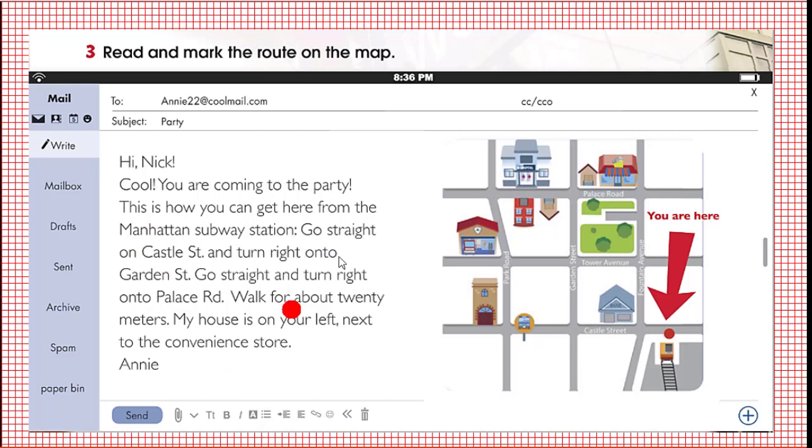Ok, ahora que ya sabemos algunas de esas expresiones, vamos a leer. ¿Ya? Vas a leer esto y me vas a decir qué ruta le sugiere Annie a Nick que tome para que llegue a su fiesta. Ok, so you have to read this description very carefully. Ok, entonces vamos a leer juntos y luego vamos a ver qué ruta tomó Nick. ¿Ya? Según las indicaciones que le dio Annie, right? Okay, that's right. Let's read together.